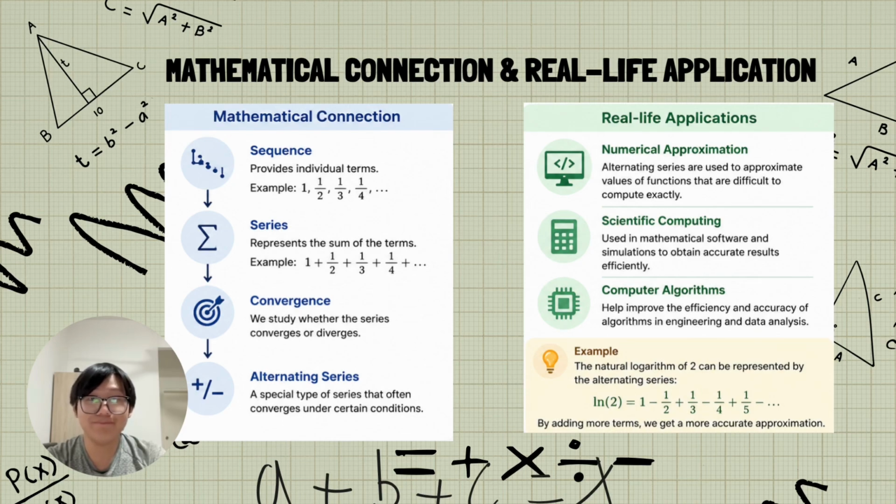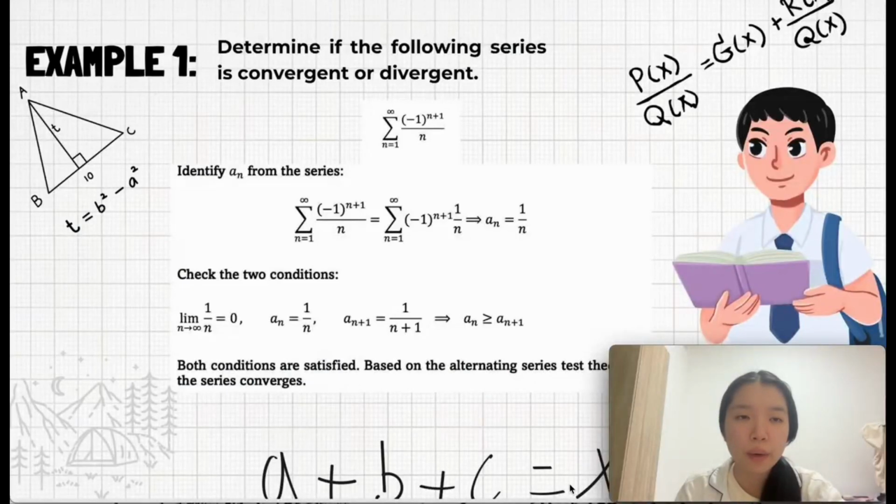So, thank you. Now let's talk about example 1. The sum from n equals 1 to infinity of (-1)^(n+1) over n. We use the alternating series test, which has two rules. First, take the positive part: a_n equals 1 over n. Rule 1: the limit of 1 over n as n approaches infinity is 0.